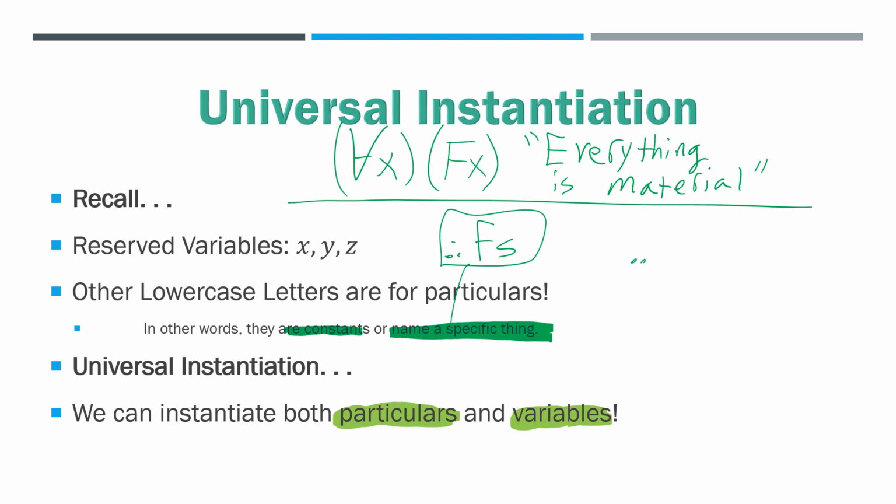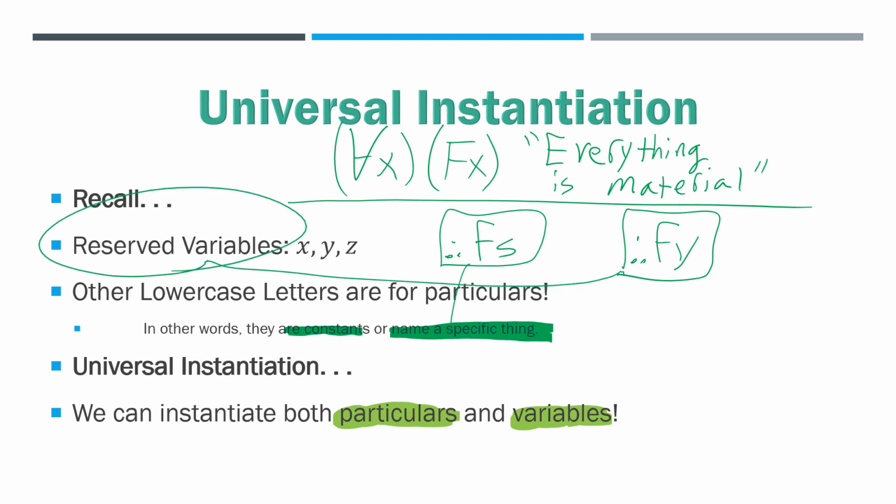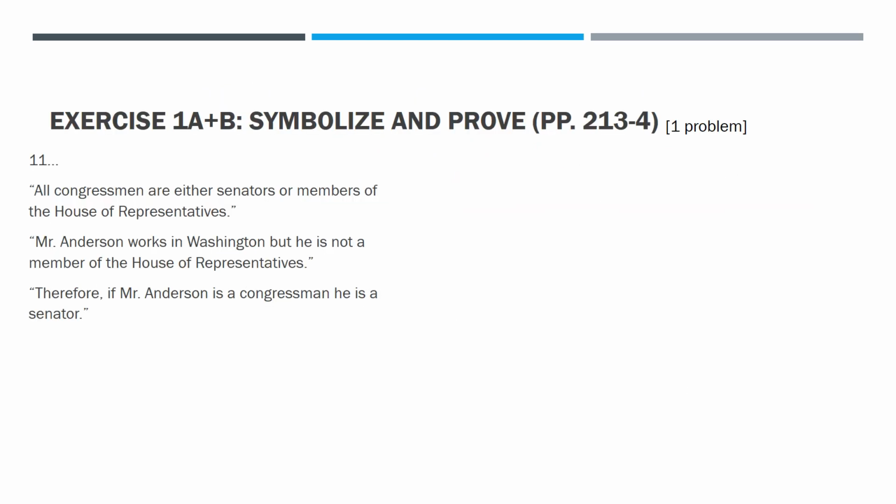And likewise, from everything is material, we can say y is material, where y obviously represents a reserved variable. Y is general. It's not specifying a particular thing. But because everything is material, it must be the case that y, which can specify anything, is also material. Thus, with universal instantiation, again, we can do both particulars and variables. It's a good time to jump right into some exercises.